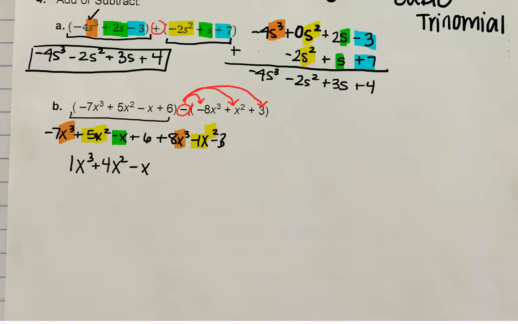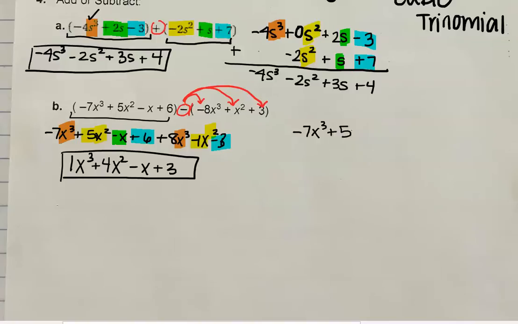And then last but not least, we have the constants, and we have a positive 6 and a negative 3. So 6 minus 3 gives you positive 3. And there's your answer. Now you may see this also in a vertical format, which I don't prefer at all. I think it makes it more confusing. But if you see it, it'll look like this.